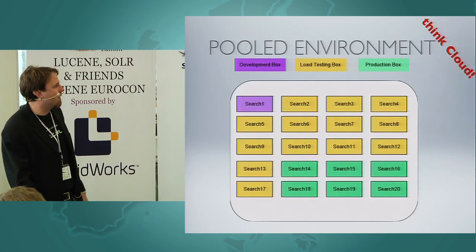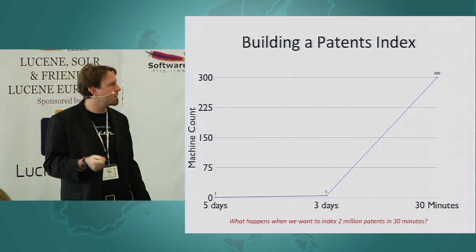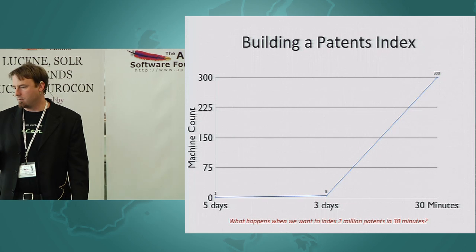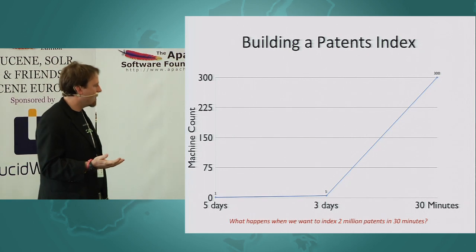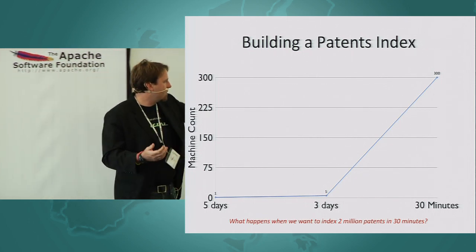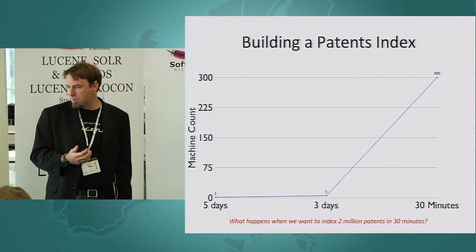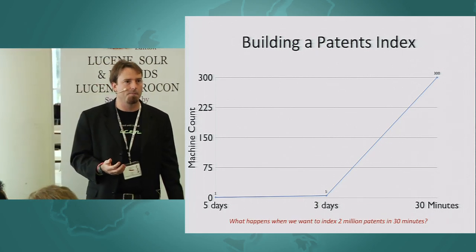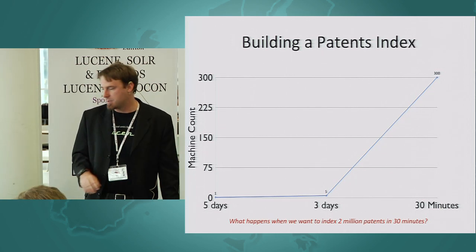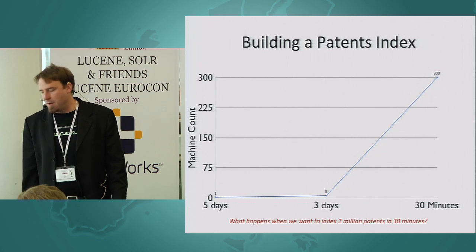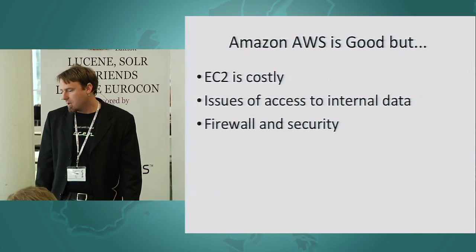One other thing we quickly realized is, we're building an index of all the patents in the United States. The first time we built it, and this is just 1 million patents, it was 1 box for 5 days. The second time we did it, it was 5 boxes for 3 days. And the third time, it was 300 servers for 30 minutes, right? We could do this because we were using Amazon, and it was very easy to spin up all this extra capacity. But Amazon is expensive, right? It's not the cheapest solution.